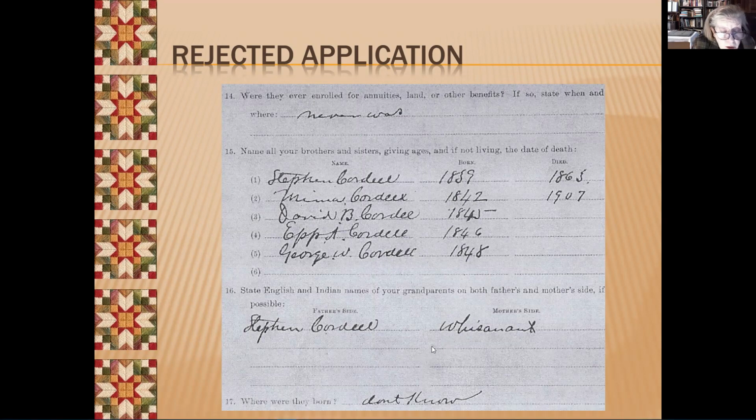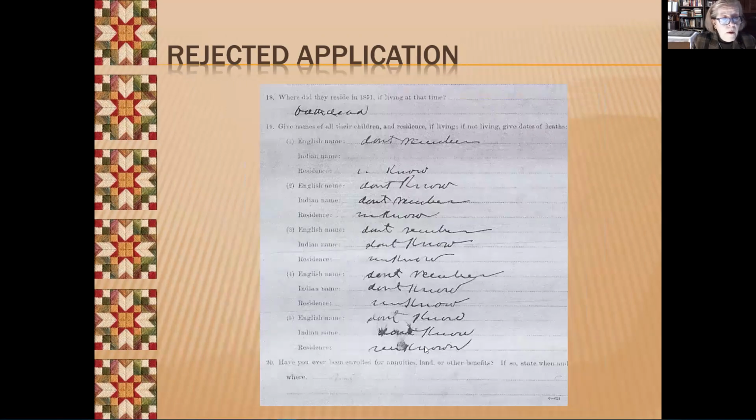And where were they born? He doesn't know that either. Now, where did they reside in 1851? Meaning his grandparents. And he said that by 1851, they were deceased, both dead. And then all of these other questions about their children, and he doesn't know. This either says don't know or unknown. So he doesn't know any of that stuff, which would be nice, but he doesn't know.